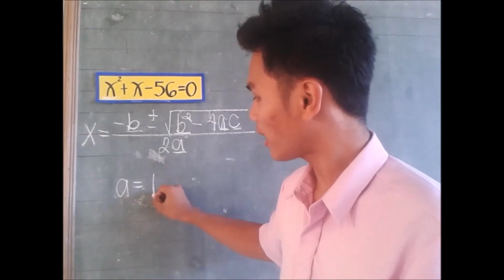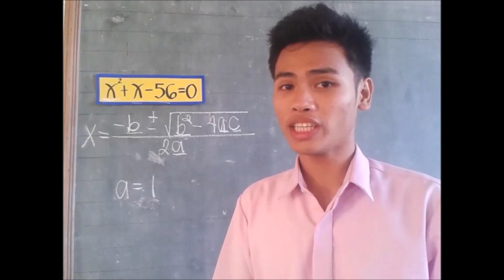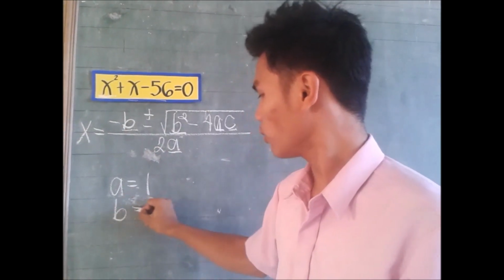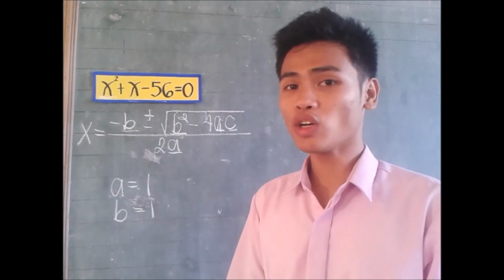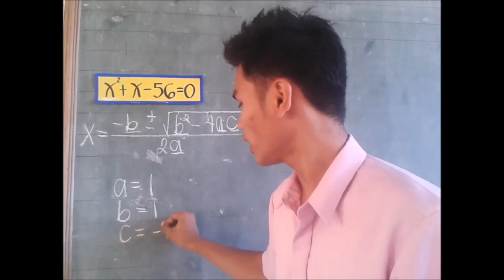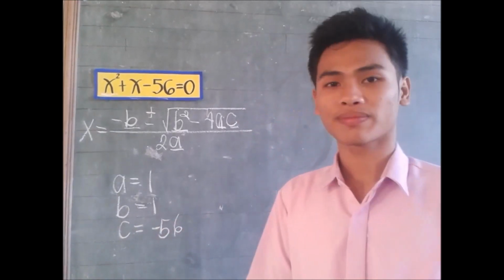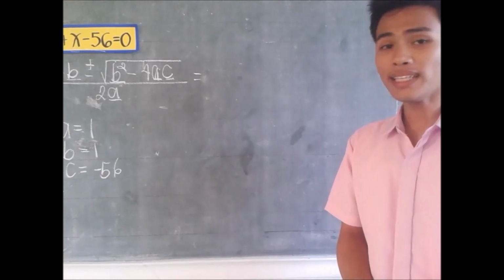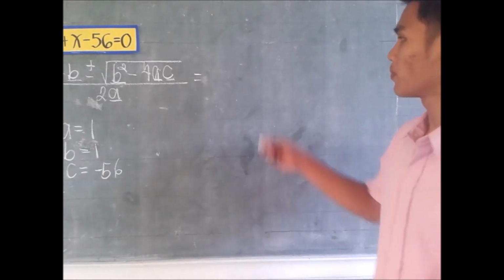A is equal to 1 since the numerical coefficient of the first term is equal to 1. B is equal to 1 since the numerical coefficient of the second term is 1. And C is equal to negative 56. Let us now substitute the values of A, B, and C to the given formula.